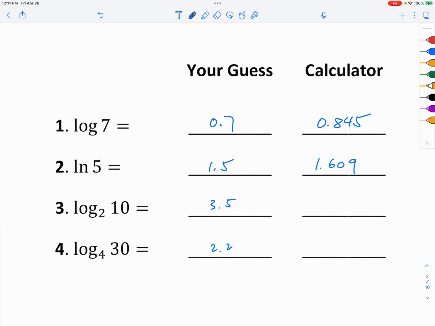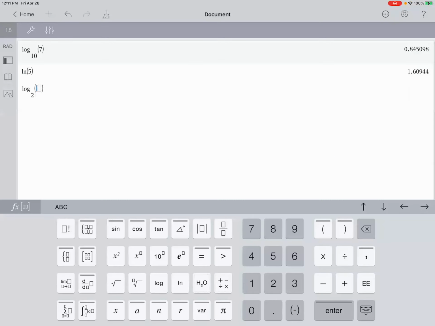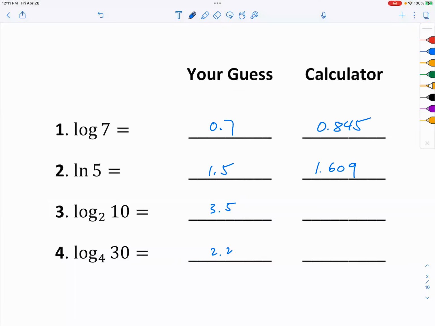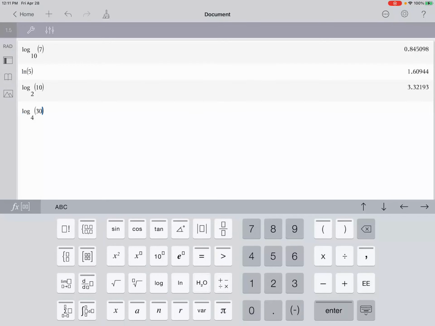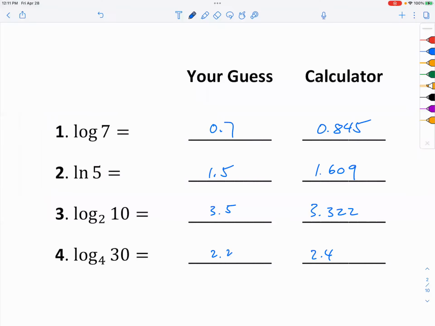And log base 2 of 10, let's take a look. 3.322. That's also pretty close, not bad. And log base 4 of 30. Okay, 2.453.